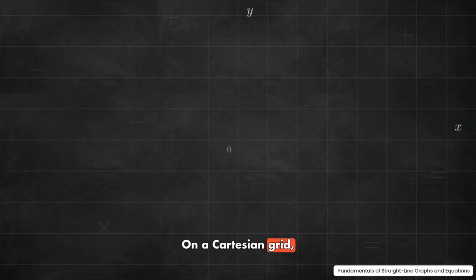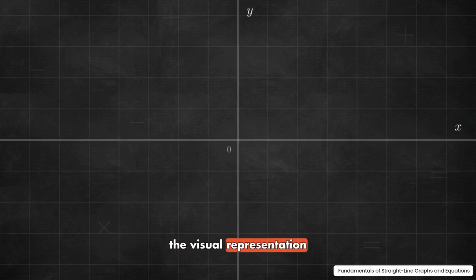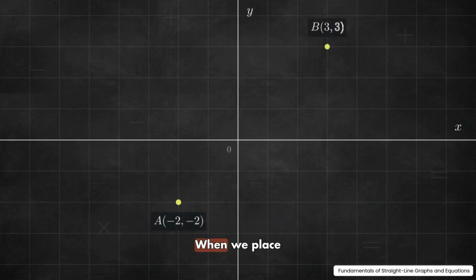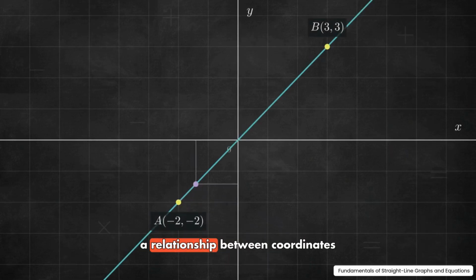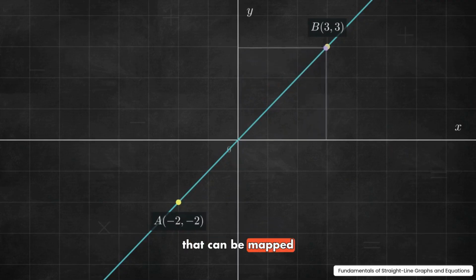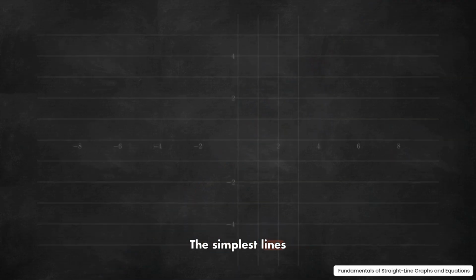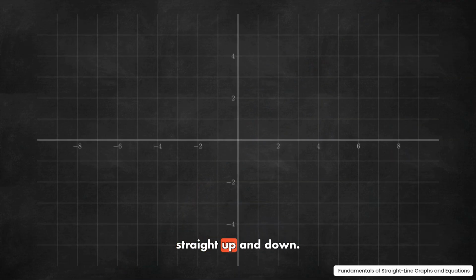On a Cartesian grid, every straight line is the visual representation of a mathematical rule. When we place 2 points and a line strikes through them, we are seeing a relationship between coordinates that can be mapped with total precision. The simplest lines run straight across or straight up and down.